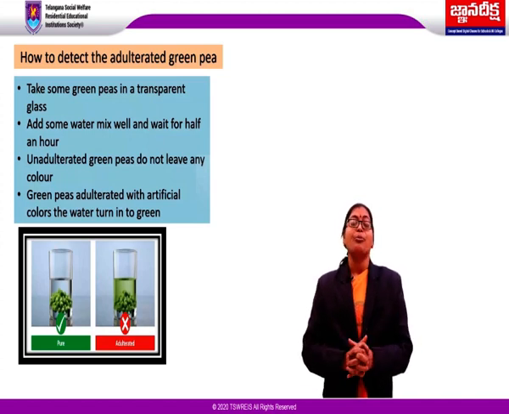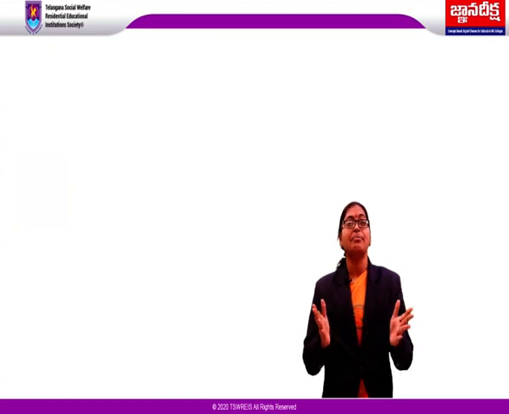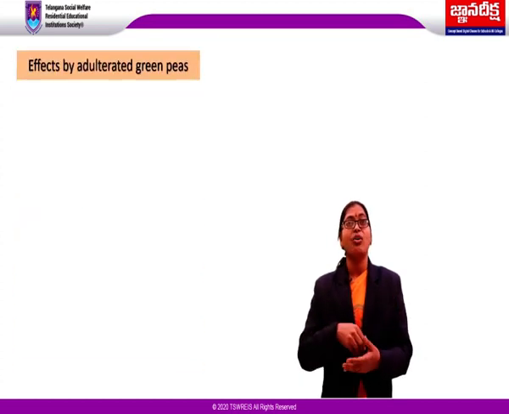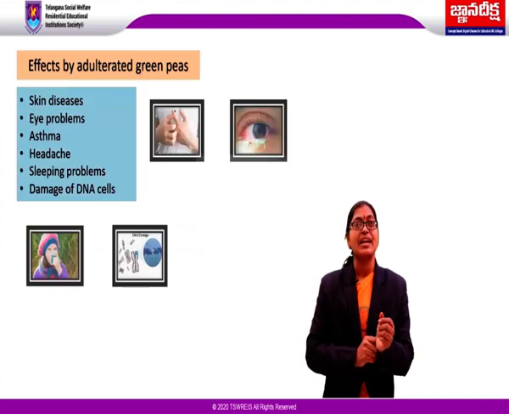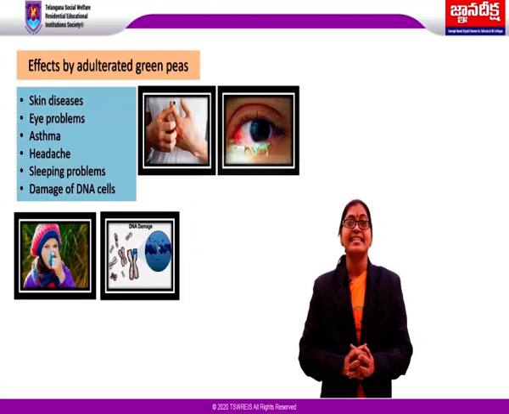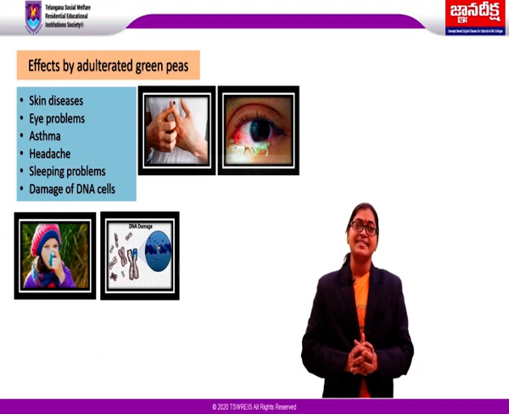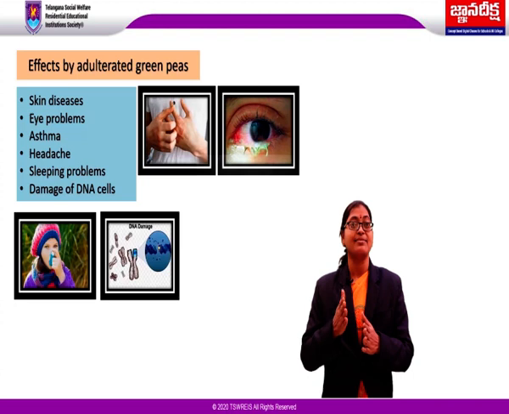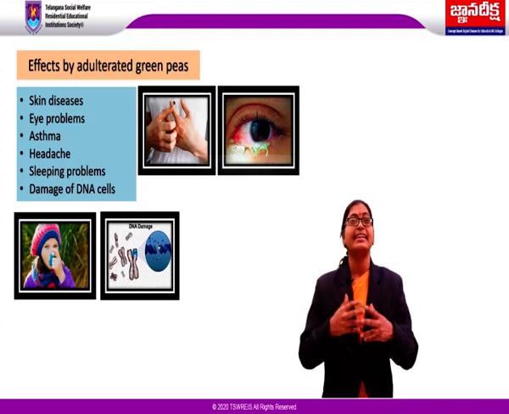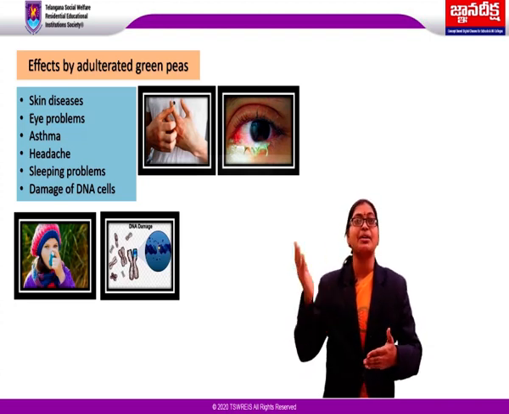Now children, what effects are going to happen by eating adulterated green peas? Skin diseases and damage of the DNA cells. What is meant by DNA cells? The DNA cells which are present inside the cell are very important, in which they have genetic material. They give identical characters of our parents.